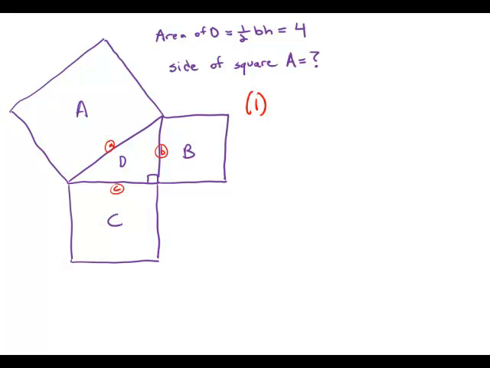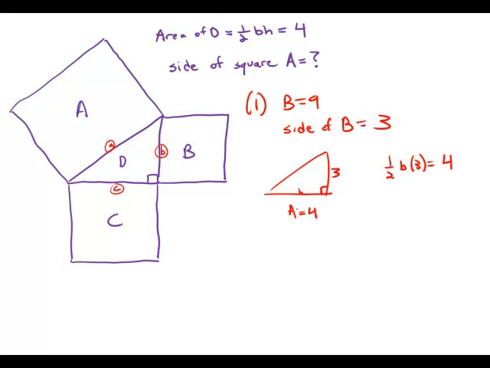So statement number 1 tells us that the area of square B is 9. Well, if the area of square B is 9, then the side of B is 3. That's interesting because we have this triangle that has an area of 4, and if this side is 3, then we could figure out the base of this triangle, because 1/2 base times 3 would have to equal 4.